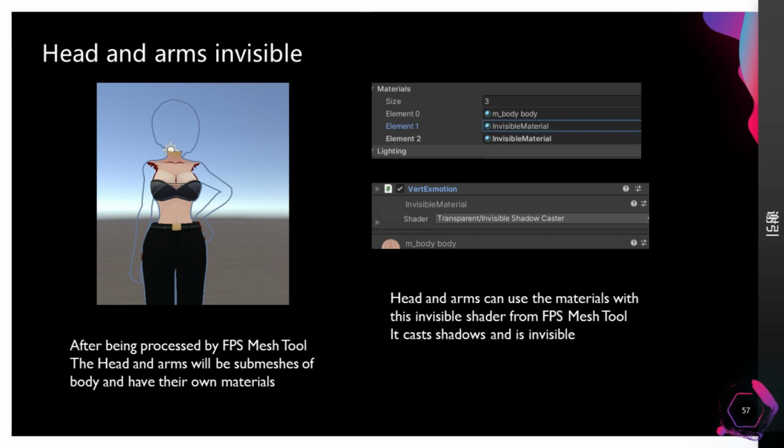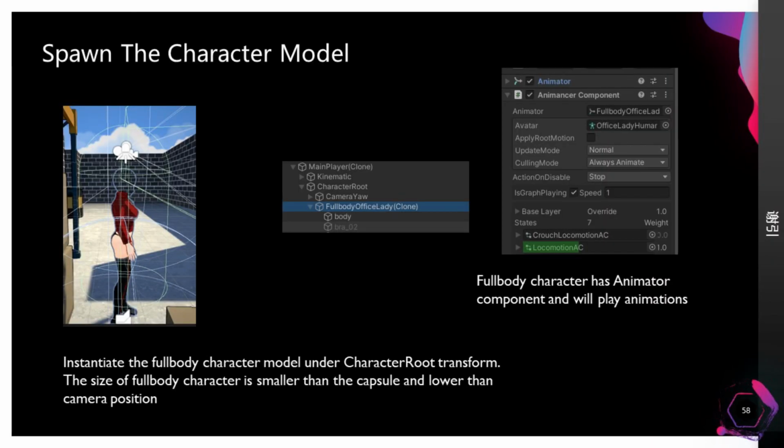First, let's see. The FPS Mesh tool already provides a shader called Invisible Shadow Caster that can make your head and arms invisible, but still cast shadows. And we'll keep cast shadows on the full-body skinned meshes so they could have shadows on the ground. Then instantiate the full-body character model under the Character Root Transform. The size of the full-body character can be smaller than the capsule and lower than the camera position.